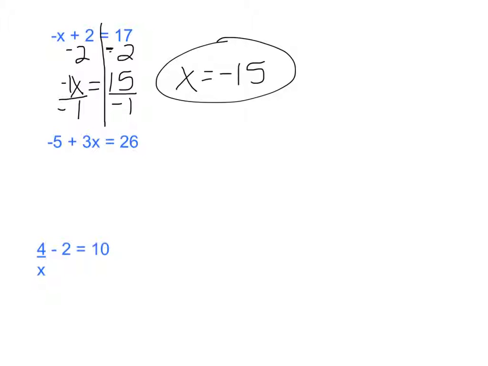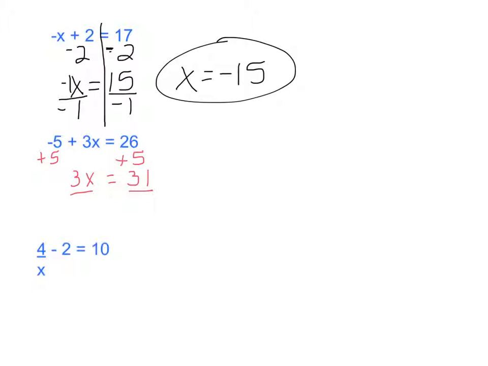Looking at the next one, I'm going to start with that negative 5 out front, and I'm going to add 5 to both sides. I'm going to do this one without drawing in the line so you can still kind of see how that would work. That plus 3 I didn't touch, so I'm going to put it as a 3x. If you want to put that plus out front, that is just fine. 26 plus 5 is going to give me 31. And then I'm going to divide both sides of my equation by that 3.